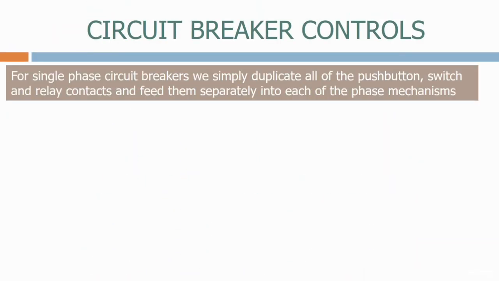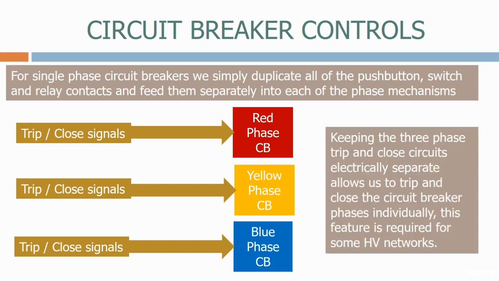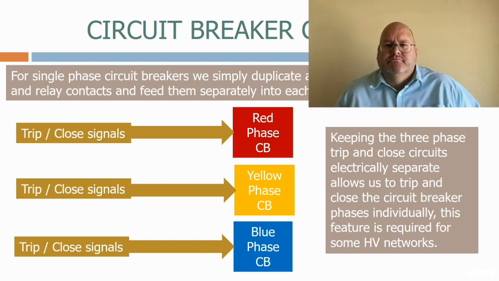For single-phase circuit breakers, we simply duplicate all of the push button, switch and relay contacts and feed them separately into each of the phase mechanisms. Keeping the three-phase trip and close circuits electrically separate allows us to trip and close the circuit breaker phases individually. This feature is required for some HV networks.